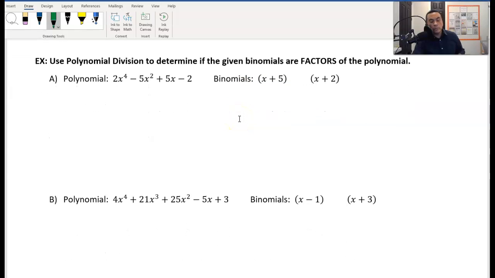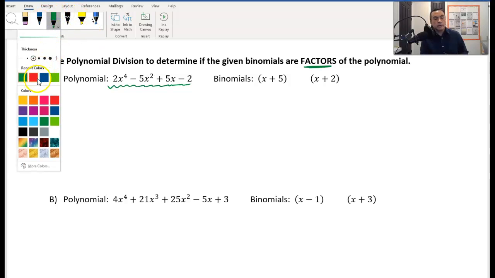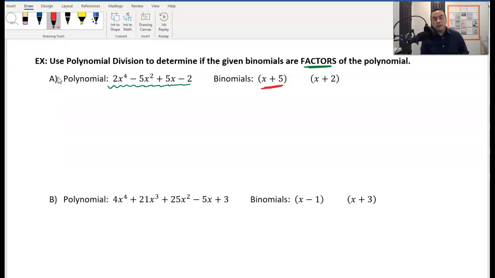It says use polynomial division to determine if the given binomials are factors. All right, if they are going to be factors, that means it's going to divide evenly with no remainder. So what I'm going to do is first use this one. They gave me this long polynomial. This is the polynomial, and these are the binomials that they want me to test. They want me to check to see if this one or this one divides evenly. Let me go ahead and use a different color here, go red. So I'm going to check this one out first.